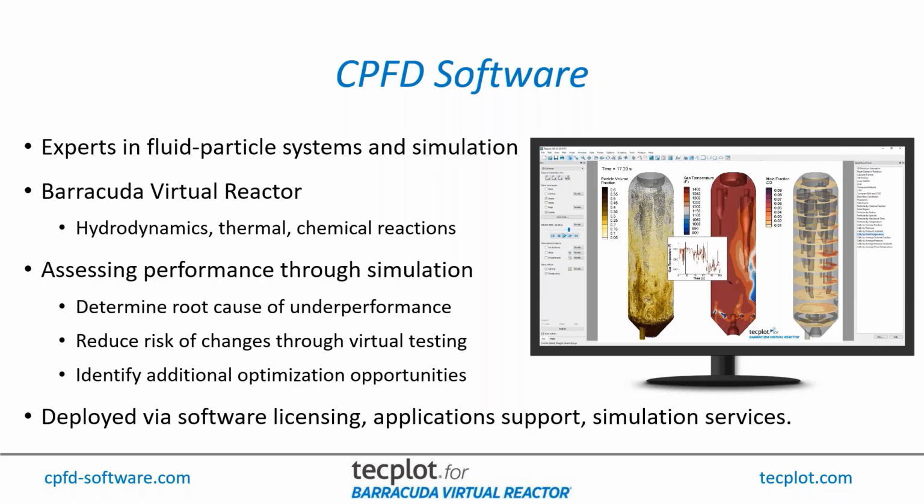Our software is designed to simulate the flow behavior of particles and fluids, either gases or liquids, in chemical reactors, and we account for the thermal and chemistry aspects of these systems to accurately predict three-dimensional and time-varying system behavior. People use Virtual Reactor to troubleshoot existing systems or to test out ideas for improving reactor performance, and also when they're designing new systems and processes. We deploy Virtual Reactor through software licensing, engineering support, and simulation services.